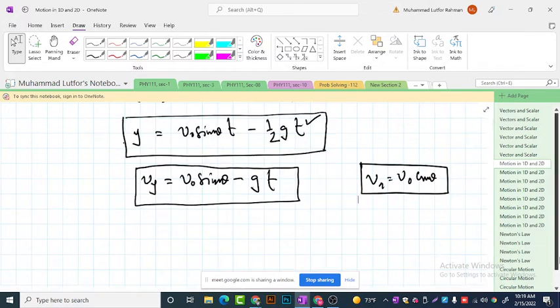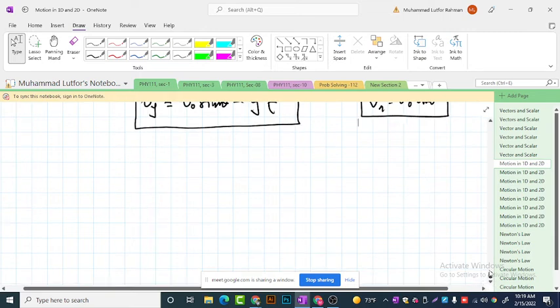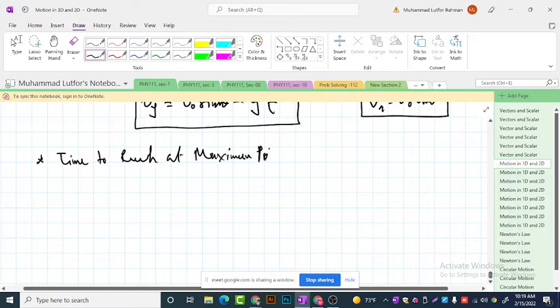Fine. Now, say if you ask me how much time it will take to reach the maximum point, the time to reach the maximum point, which you define as T up.